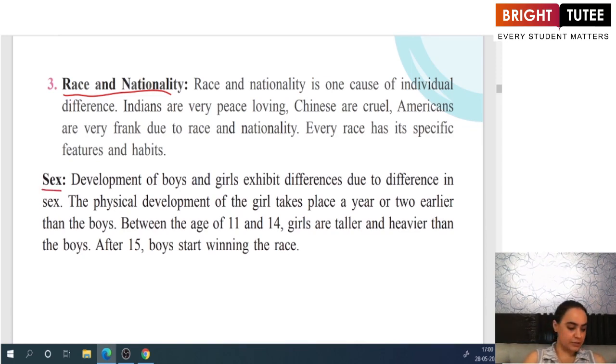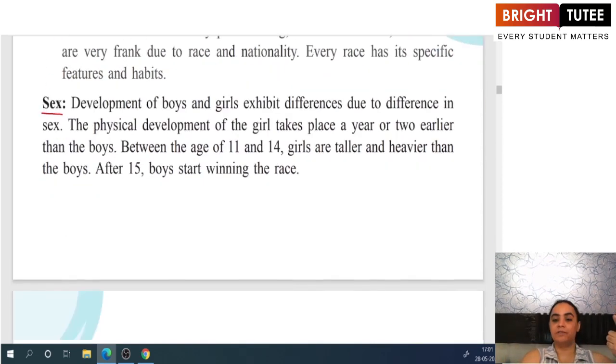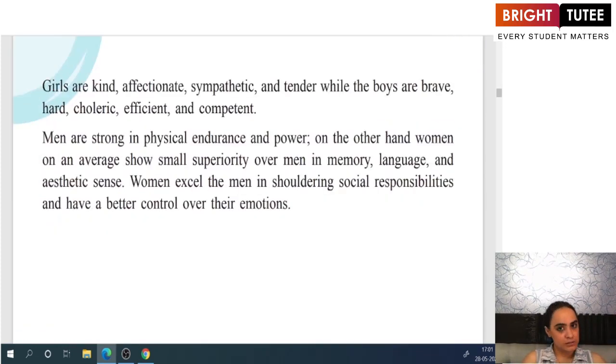Next, we have the difference according to sex. Obviously, there is a difference in the development of boys and girls. The physical development of girls takes place a year or two earlier than the boys. So the girls start to develop physically 1 or 2 years earlier than the boys. Between the age of 11 and 14 years, the girls become taller and heavier than the boys. And after 15, the boys suddenly pick up and their physical development leaves behind that of the girls.